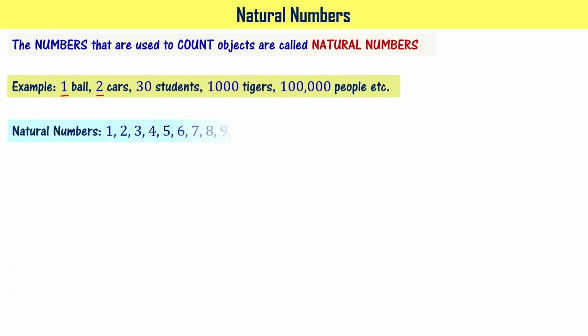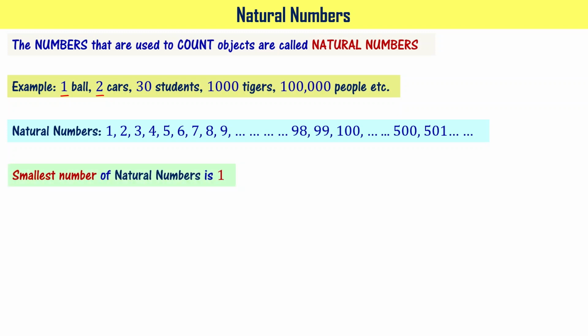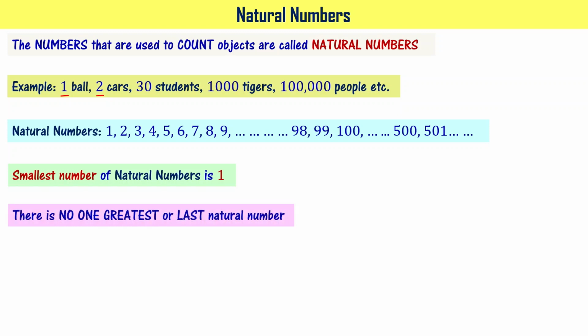And if you write the list of natural numbers, it goes like this: 1, 2, 3, 4, 5, 6, 7, 8, 9, and so on. There is no end to it. You can write as many numbers as possible. So the smallest natural number is 1. There is no greatest or last natural number. It means if you keep writing natural numbers, you will be writing them forever. There is no limit to it, right? It means one can write and count infinitely many natural numbers. Please note this.